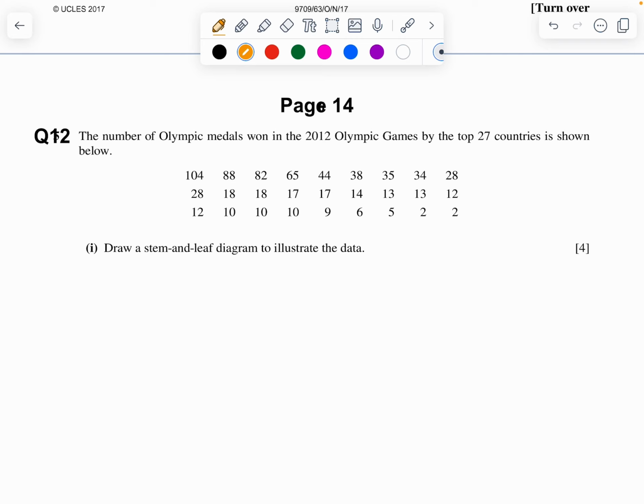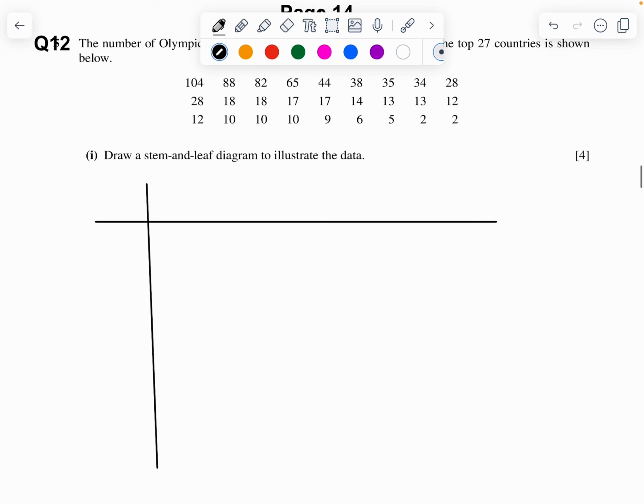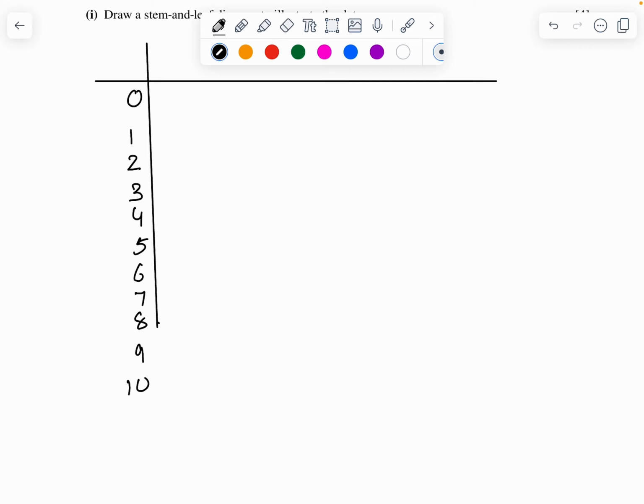He is asking, draw the stem and leaf diagram for this. So I'm drawing directly the stem and leaf diagram for that. Check whether you are getting the same answer or not. Pause the video and check it out. The stems should be 0, 1, 2, 3, 4, 5, 6, 7, 8, 9 and 10.